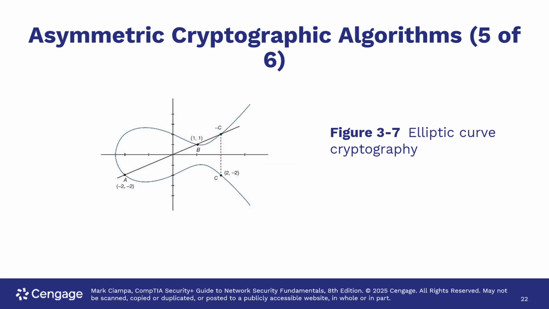This is what it would look like if you drew an elliptic curve. That means you're going to find a point on this graph that's going to be the encryption of whatever value you're coming up with, whatever plaintext you want to encrypt.